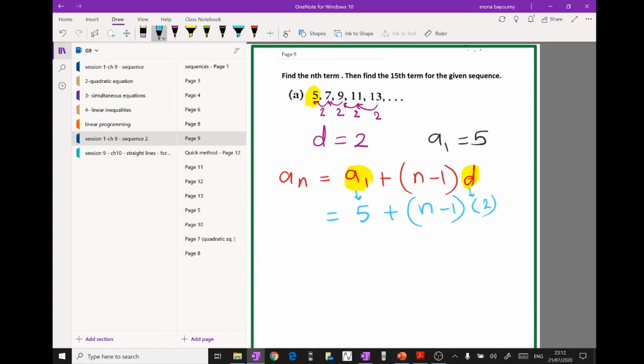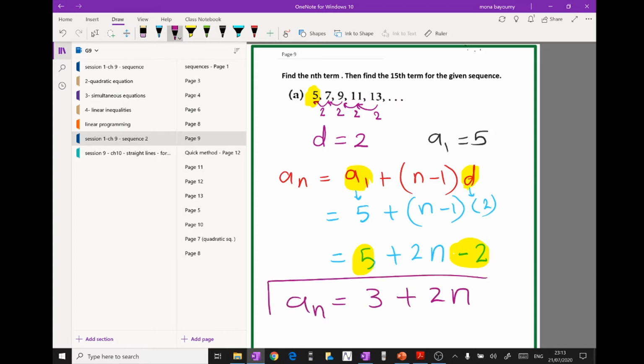Now multiply to expand the bracket. So it is equal to 5 plus 2 times n is 2n. 2 times negative 1 is negative 2. We have like terms, which are negative 2 and 5. I will add or subtract them. 5 minus 2 is going to be 3 plus 2n. So an is equal to 3 plus 2n.